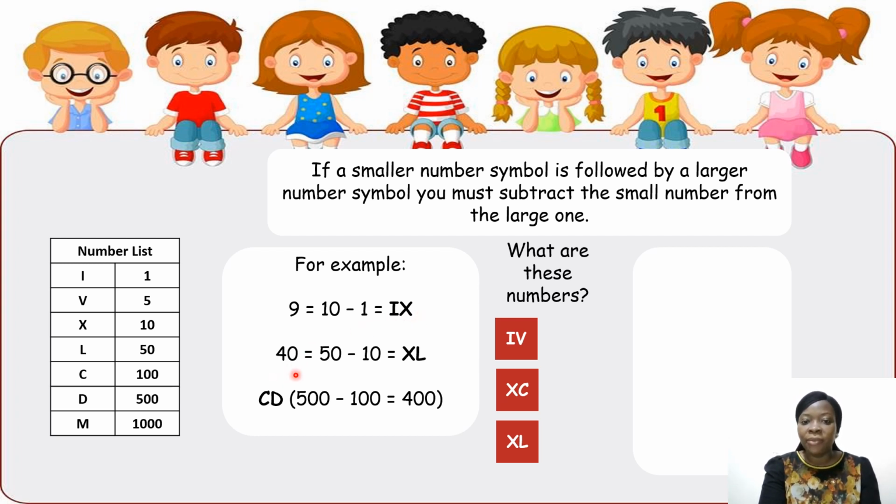Another example is 40, which is XL. 50 is L, X is 10, so we subtract. If a smaller number is followed by a larger number, we subtract. But if a larger number is followed by a smaller number, we add. Now CD is 500 minus 100, and that gives us 400.